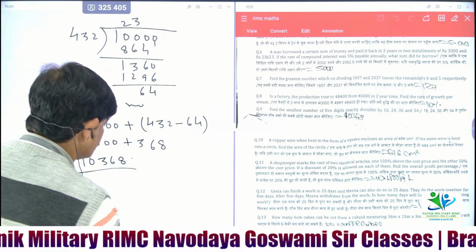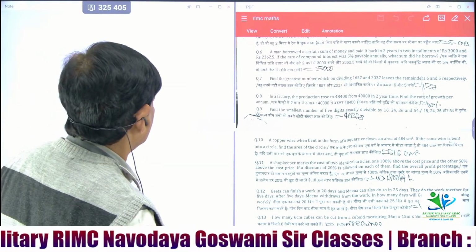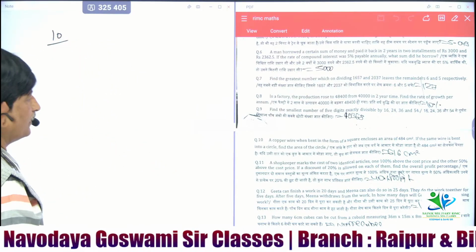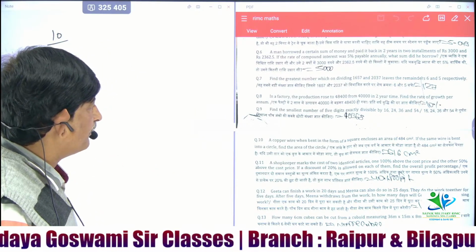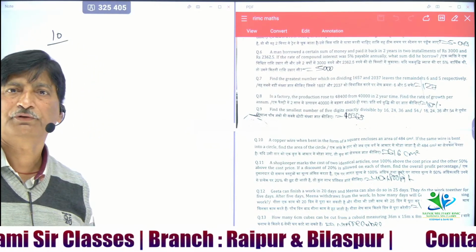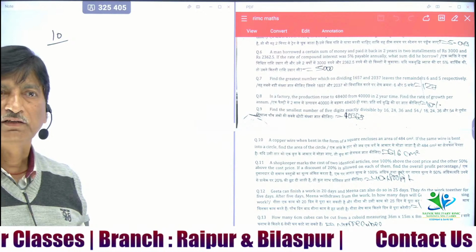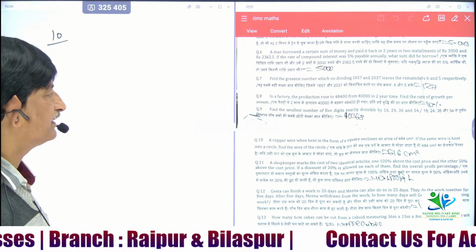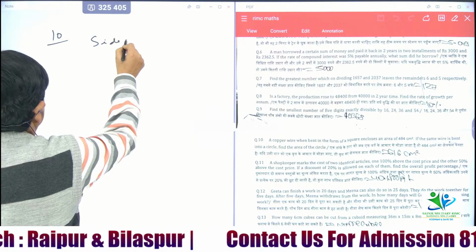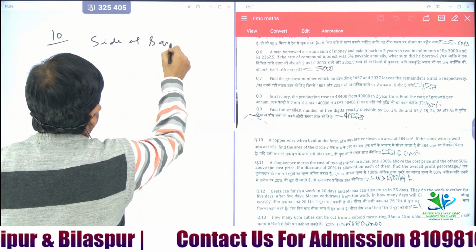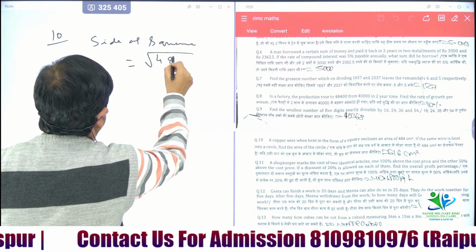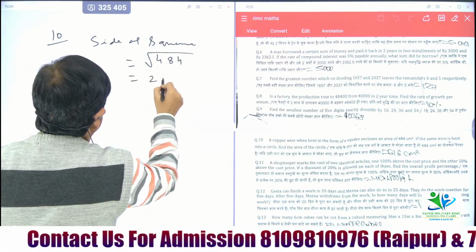Now next question. Question number 10. A copper wire when bent in the form of a square encloses an area of 484 centimeter square. So the area is given, you can find the side of the square, and the side of the square is equal to the square root of 484, and that is 22 centimeter.